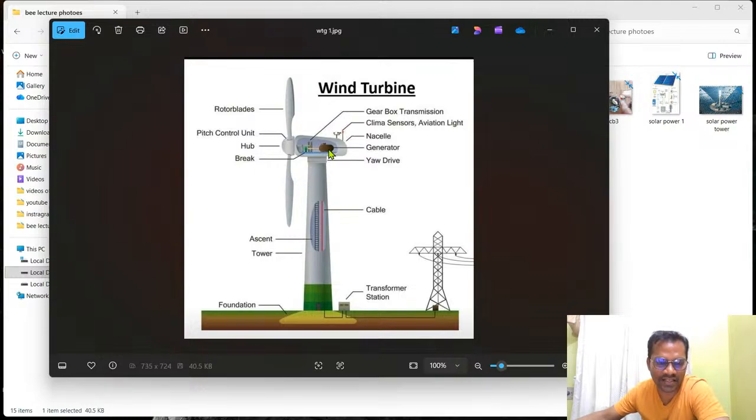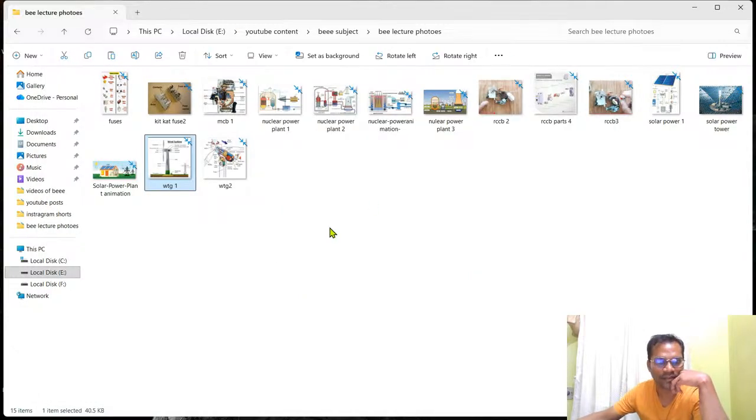The alternator cables are brought out, and at the bottom you have a step up transformer. From the step up transformer we transfer the power. And this is the foundation, which we have to maintain every 6 months. Let's see the different components we have.